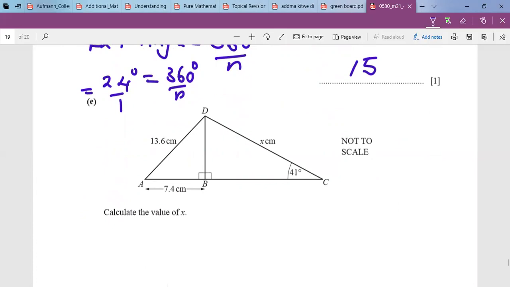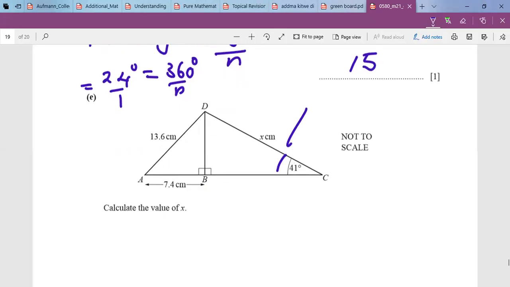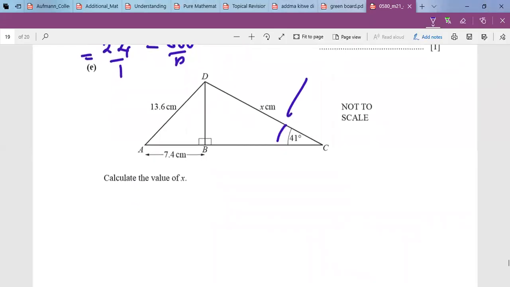Here we need to calculate, I think this is the last part of this paper now, the value of x. This is our x. We have an angle here. We either need this side or that side. We are going to apply two concepts here: the Pythagorean theorem and SOHCAHTOA under trigonometry. We need to find this side first, because we have a challenge finding x directly.